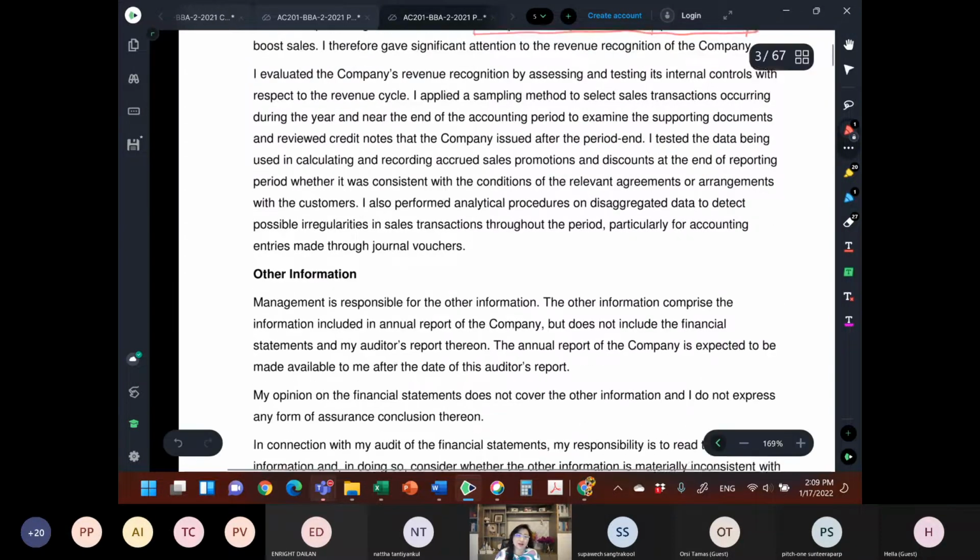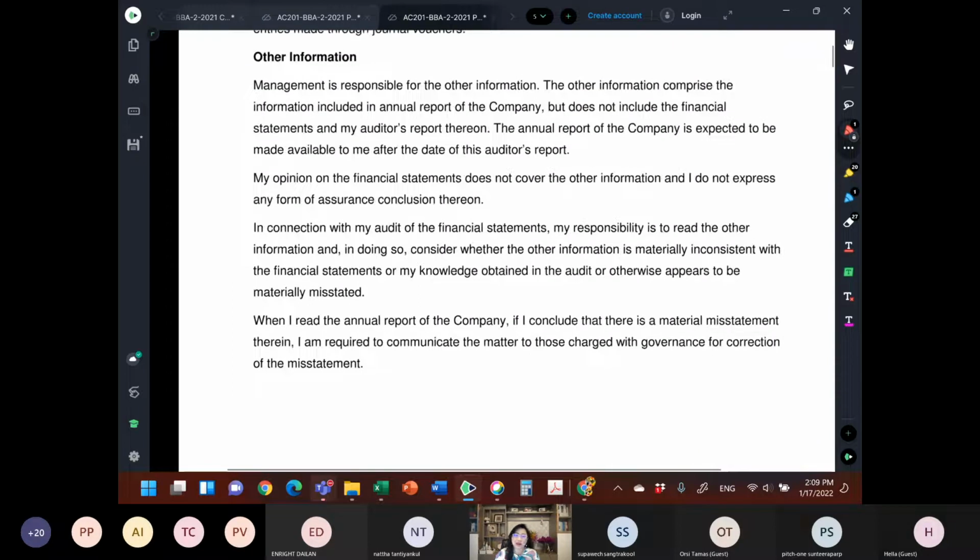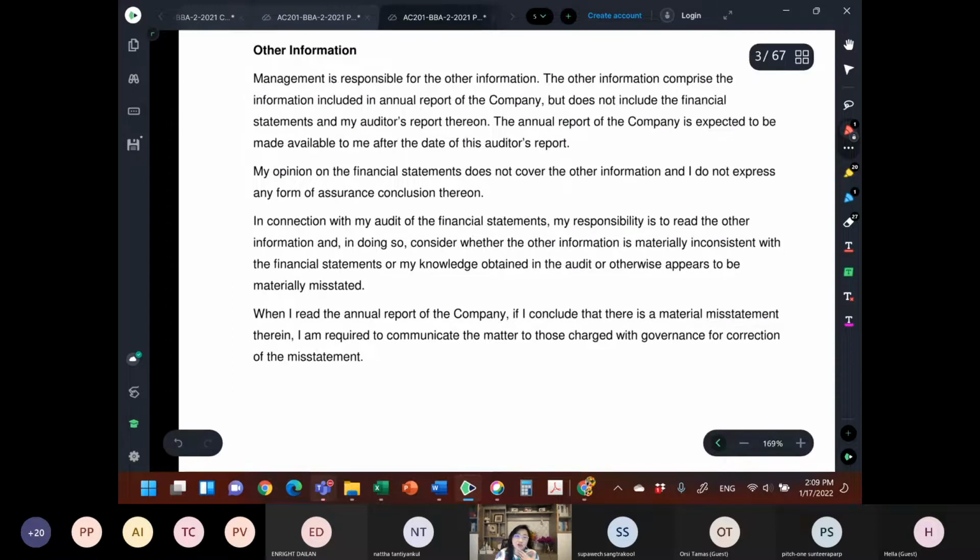Okay, and then if you read through, you get to see that the auditor also reads the annual report, to see whether there's contradicting information or not. If not, then it's okay. But if yes, then they have to inform the governing body of the company.